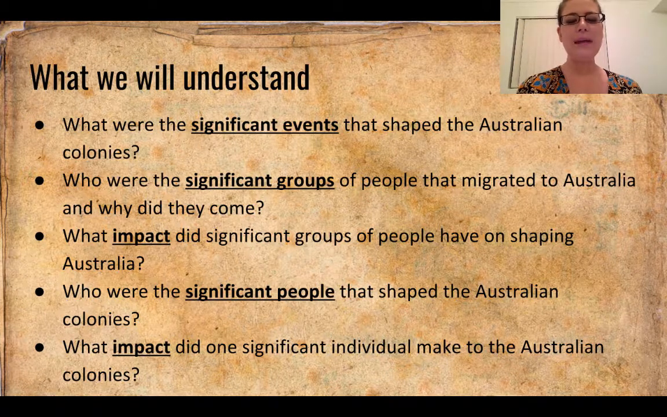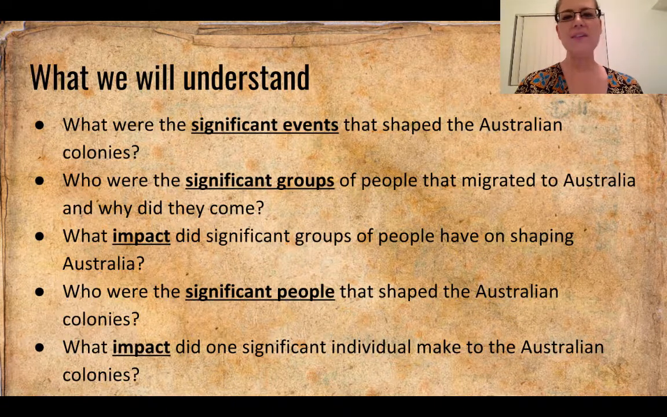We're going to be looking at who the significant or the important groups of people were who migrated, who came out to Australia, and the reasons why they came. We're going to think about and understand what kind of impact those significant groups of people had on Australia. How did they shape Australia or change Australia or make it into the place that we have today?